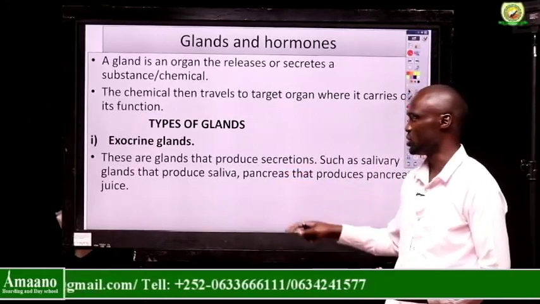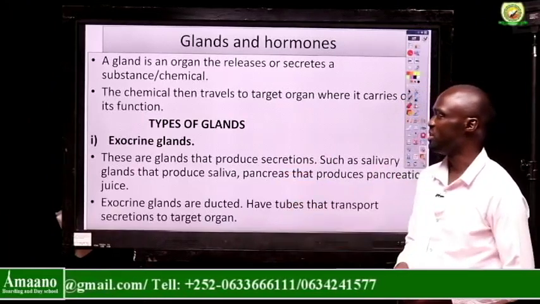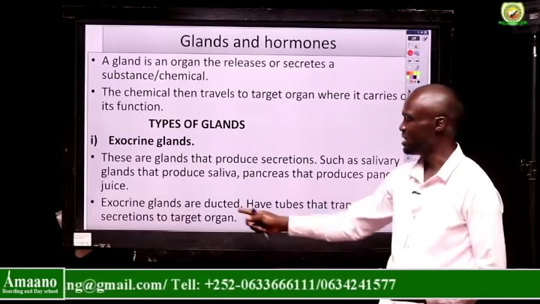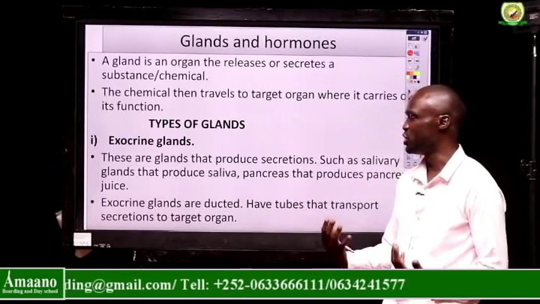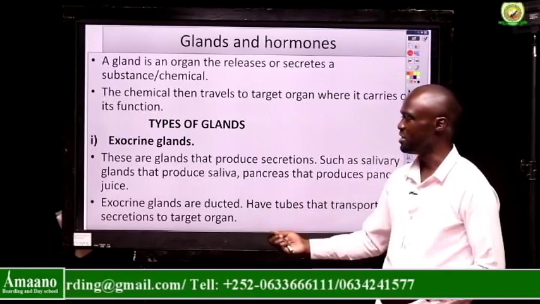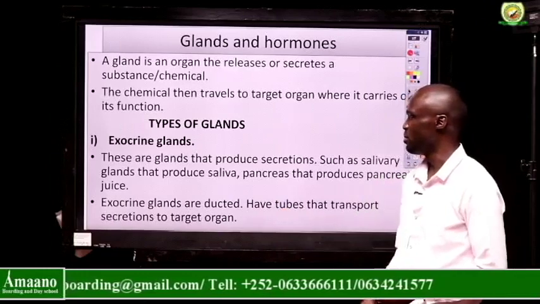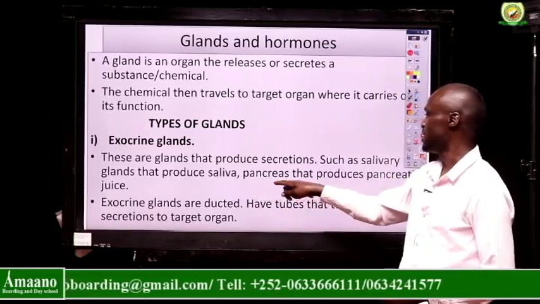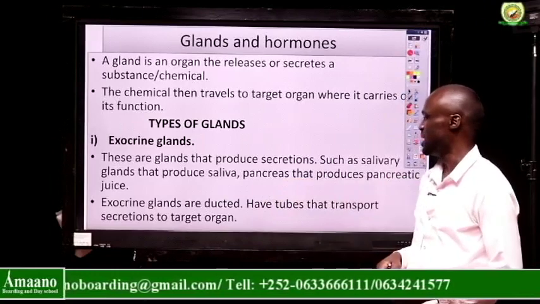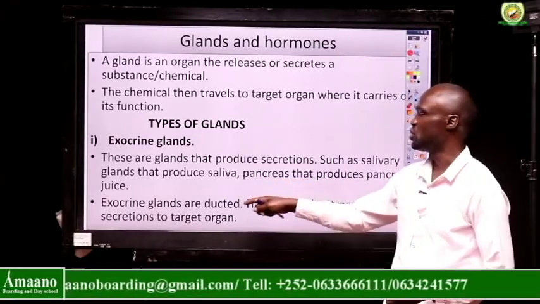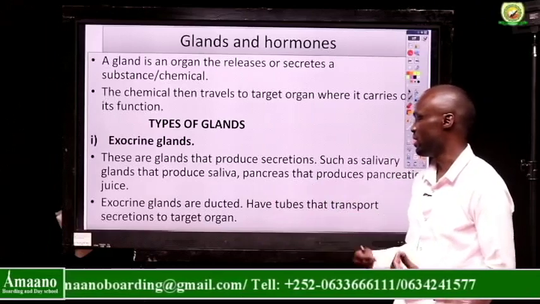We call them secretions. And when you look at these exocrine glands, they are ducted. A duct is a tube, meaning they have a tube that carries their secretions up to the target organ. For example, the pancreas has a pancreatic duct that carries the pancreatic juice up to the duodenum where it acts.